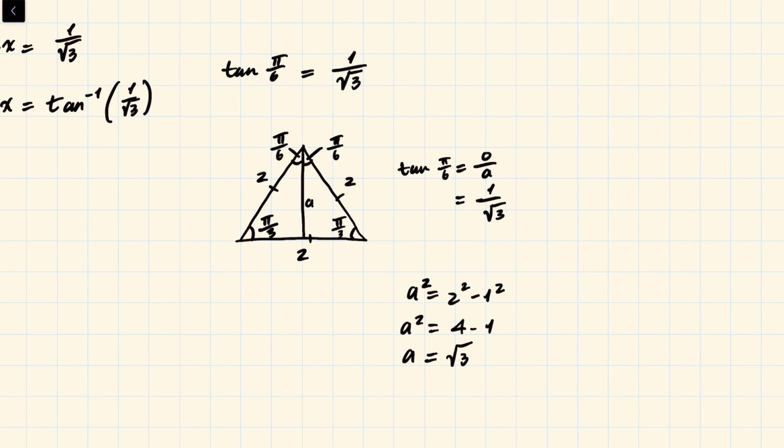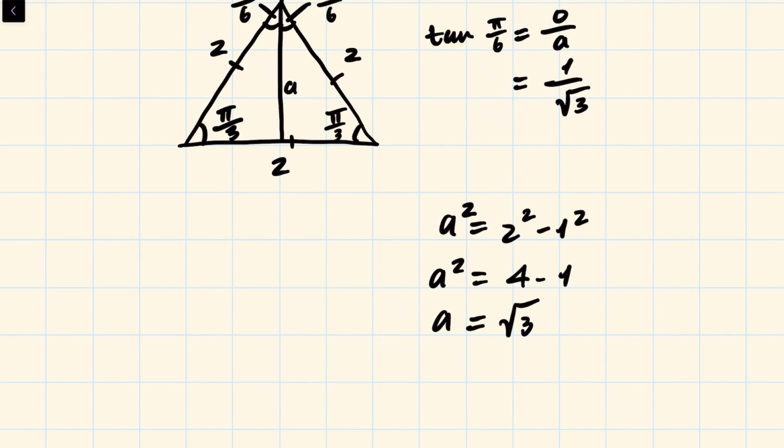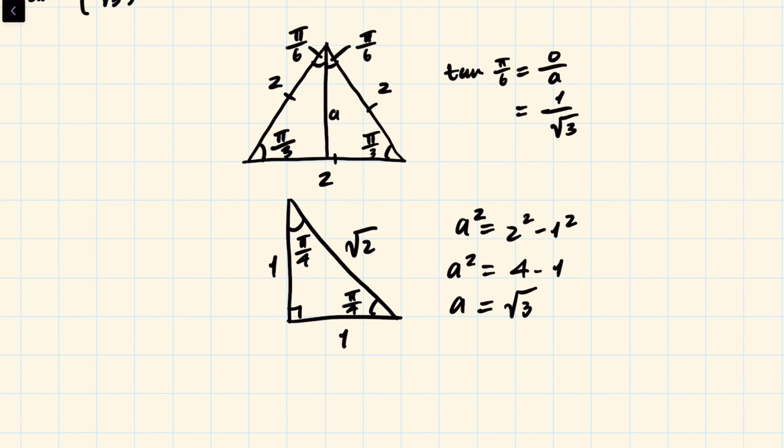Okay. So you can do the same thing for pi over 3 here to find your trigonometric ratios. You can also use this right triangle here with an angle of 45 degrees, or pi over 4 radians, to solve it as well, with side length 1 and hypotenuse root 2.